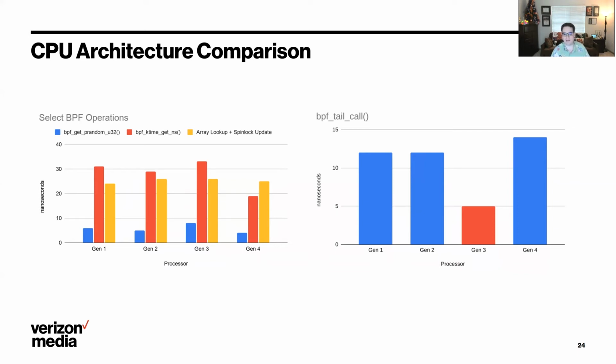On the right-hand side, we have a graph of using the BPF tail call. And interestingly, the 3rd generation CPU that we have is abnormally low.